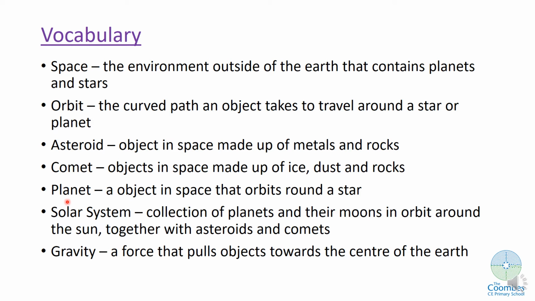And then the other words that I've been saying quite a lot are solar system. They are a collection of planets and their moons in orbit around the sun, together with asteroids and comets. So our solar system is the planets and their moons that travel around our sun. And inside our solar system, we also have asteroids and comets.